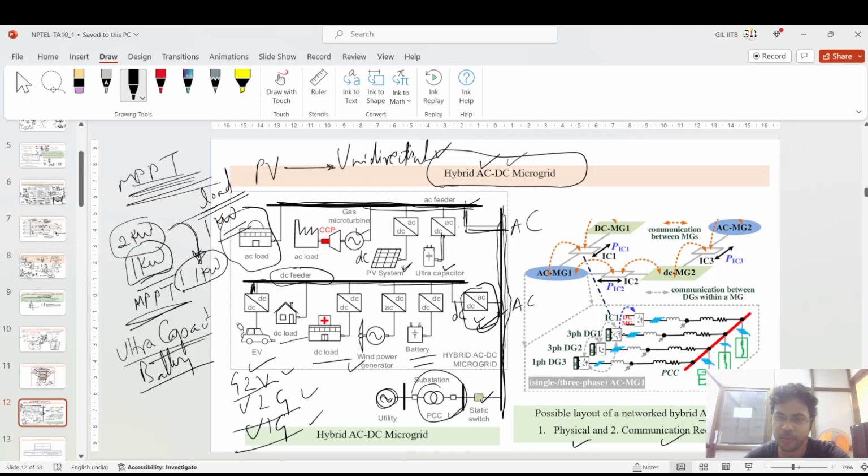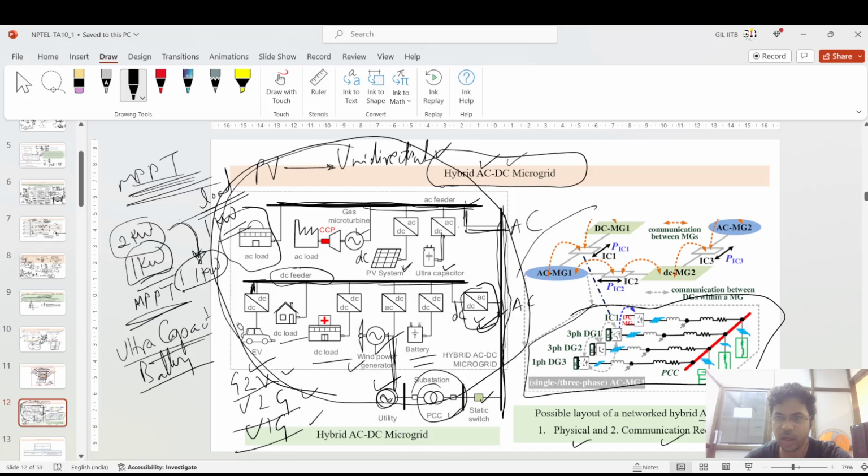And you have a certain possible networked hybrid AC-DC microgrid situation, that is the physical system and the communication requirement. These all are the physical environment. Okay, so if communication is happening between this wind power generation and the utility grid, that is the communication layer. That is actually above this physical system. This is your physical system.